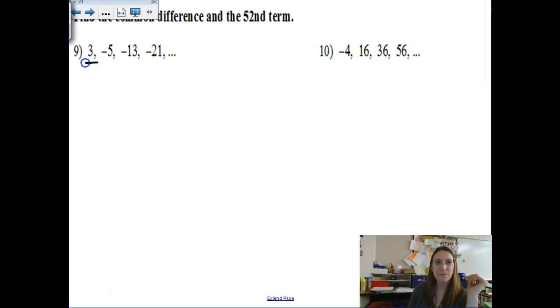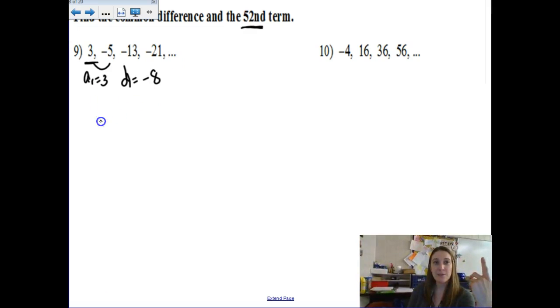So this is our first term. This is a sub 1. And I'm looking at the pattern here, and I'm noticing they're subtracting 8 each time. So the common difference is negative 8. And a sub 1 is 3. So you can figure out how to extend the sequence out to your 52nd term by how many times you'd have to subtract 8. That's one way to do it.